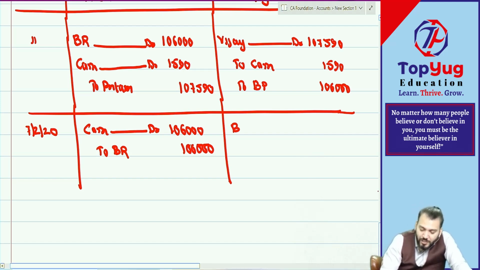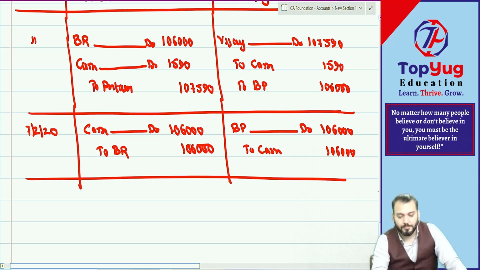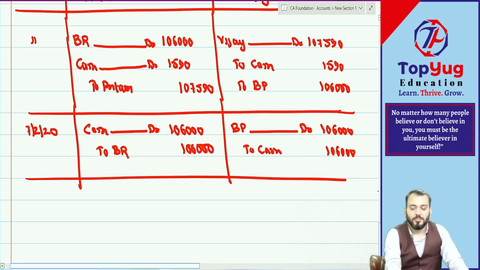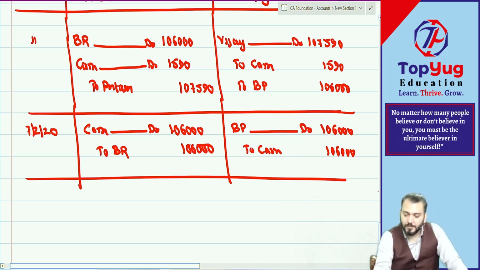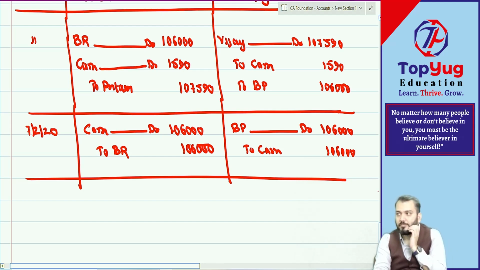And here the amount is paid. So what journal entry? Bills payable account debit to cash. How much? 1,06,000. Understood? Speak up. Have you understood? Understood. Correct. Simple.